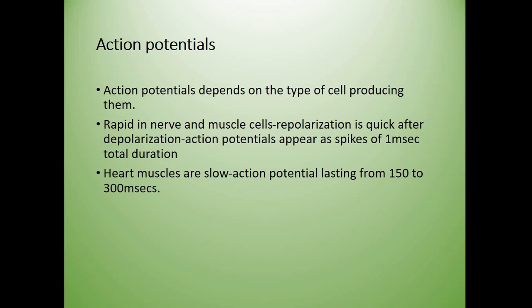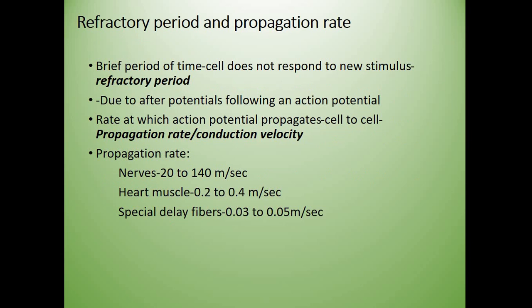Now the action potentials depend on the type of cell that is producing them. We find them very quick in nerve and muscle cells, where the repolarization is also quick after the depolarization. So action potentials may appear as spikes of just 1 millisecond of total duration. However, we find that these activities are very slow in heart muscles, where the action potentials are found to last about 150 to 300 milliseconds.